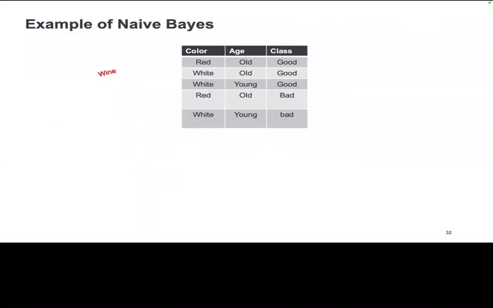Let's play this through with a very tiny example. Here we have some wine. We have a very small data set consisting only of 5 items. The first item has red wine color, is an old aged wine, and belongs into the class good. And then, for example, in the last row, we have a white wine which is young and which is bad. And now we try to learn a naive Bayes classifier to classify a new, unobserved wine into this target class of good and bad.